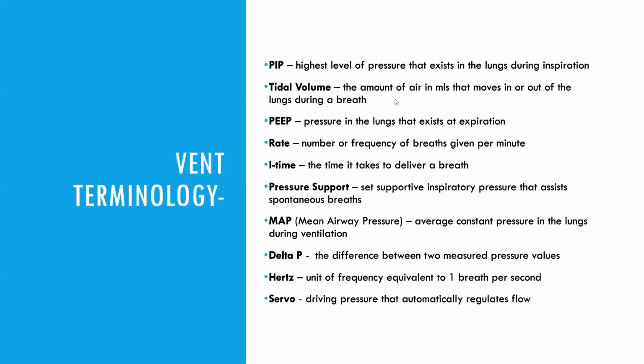What is MAP, mean airway pressure? It is an average constant pressure in the lungs during ventilation. We're going to talk about that a lot with the oscillator and the jet.